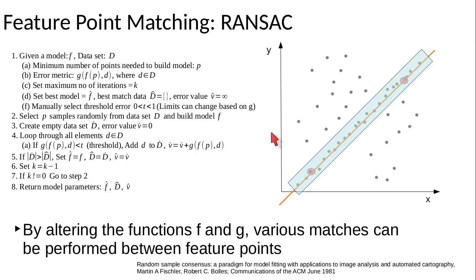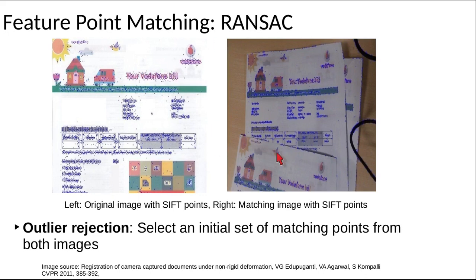For instance, we can also perform matches between feature points of 2 images. Before using RANSAC to match the feature points of 2 images, we have to perform outlier rejection. Outlier rejection is the process of selecting an initial set of matching points between the 2 images.